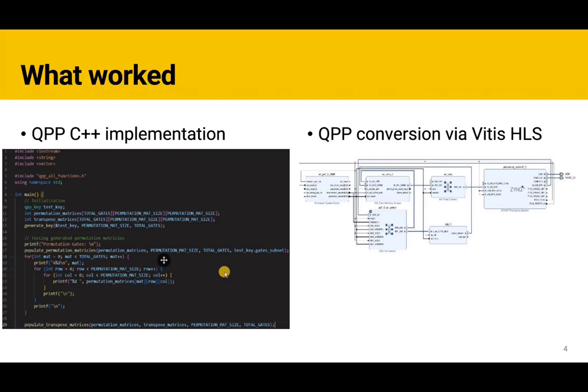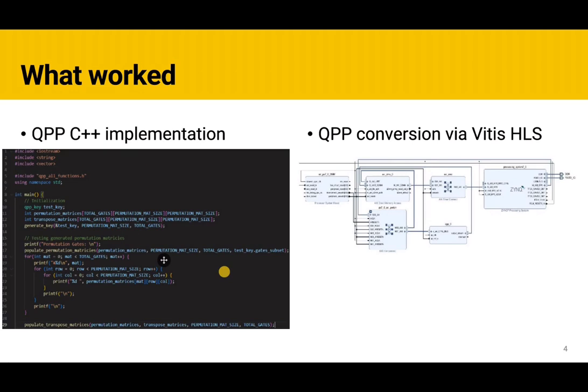The C++ implementation of the quantum permutation pad algorithm was successfully implemented. The user can specify the different number of permutation gates used in the encryption process, as well as the respective sizes of those permutation gates.